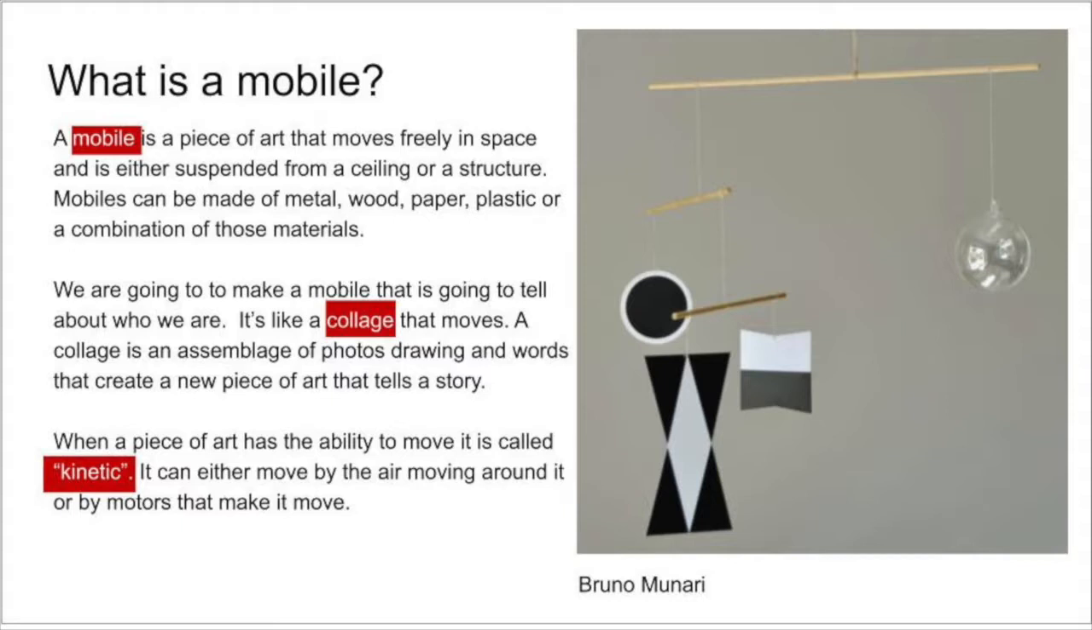In the art world, a mobile is a piece of art that moves freely in space and is suspended from either a ceiling or a structure. When a piece of art has the ability to move, it is called kinetic. It can move by the air moving around it or by motors that make it move. We are going to create a mobile that is also a self-portrait.